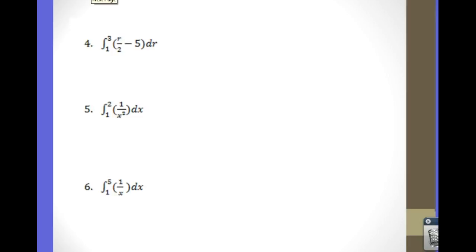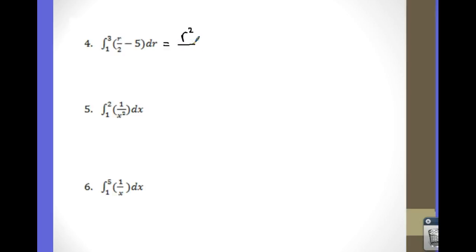So, example 4, we have the integral from 1 to 3 of r over 2 minus 5. You have to make sure when you do these that the variable inside matches the variable of integration outside. And then we apply our rule. So it doesn't matter that the variable changed from x to r, the power rule still works. So r divided by 2. You have to add 1 to your exponent, so you get r squared.